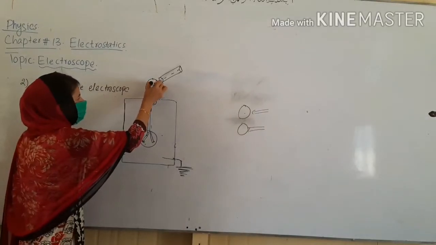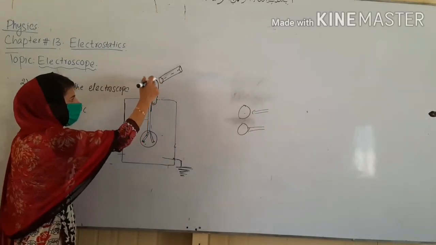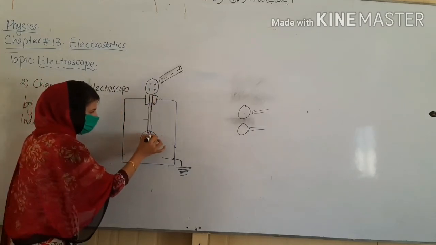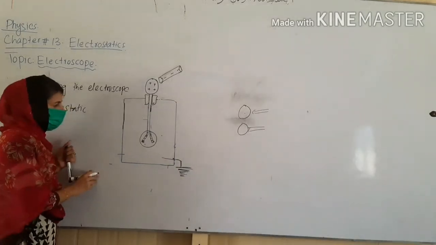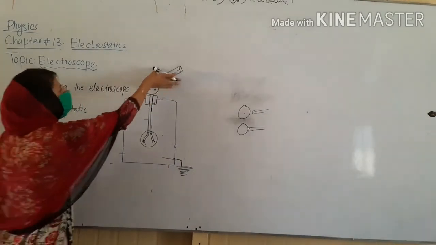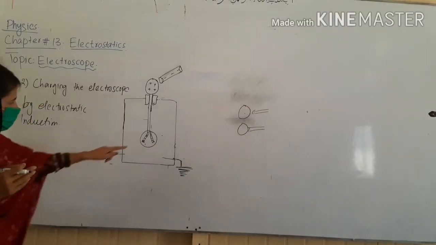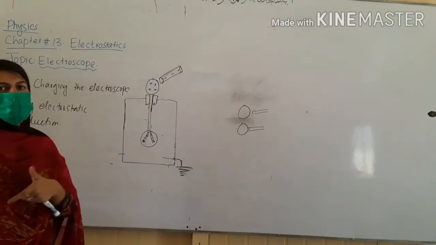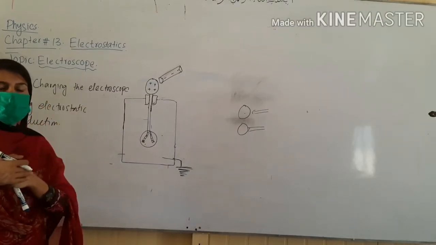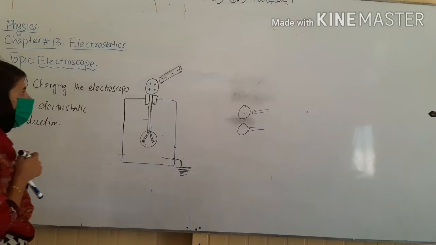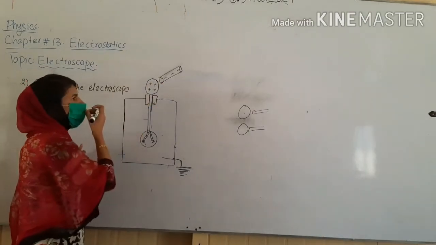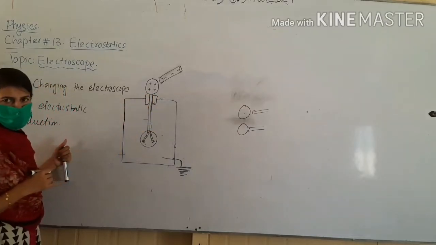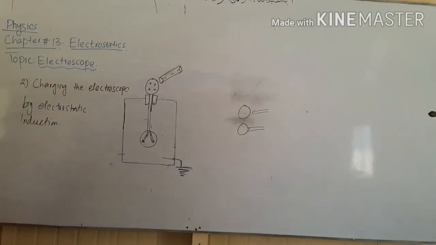It will attract the positive charges of the neutral electroscope towards the surface of the disc, and negative charges will be repelled towards this direction. Is it clear? Now, if I remove this rod, the negative and positive charges will rearrange and it will become neutral again, as in electrostatic induction. Now, I want the charge to remain the same, means the electroscope will be permanently charged. This is the application. Is it clear?